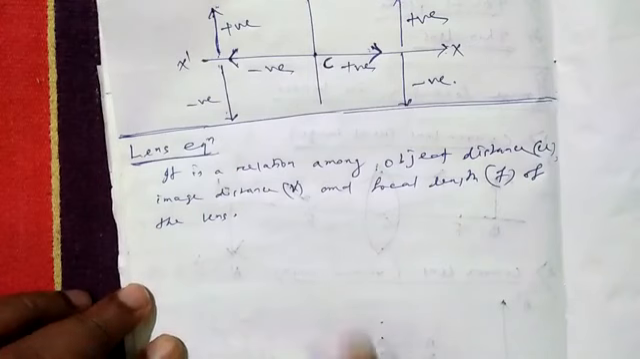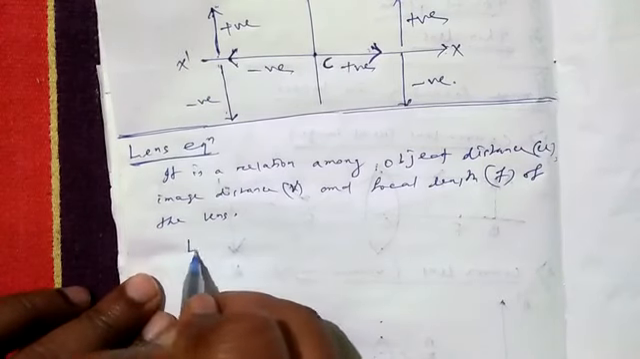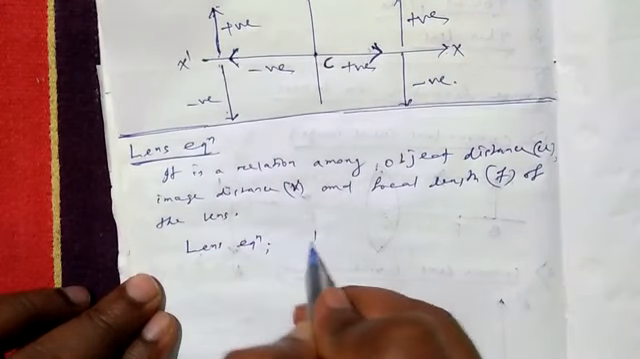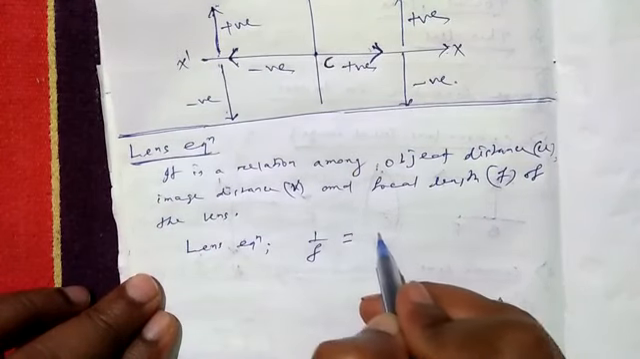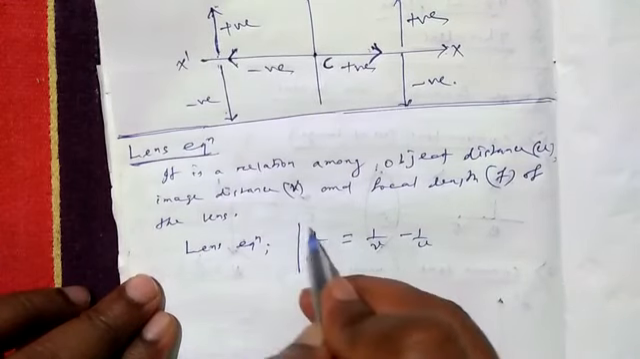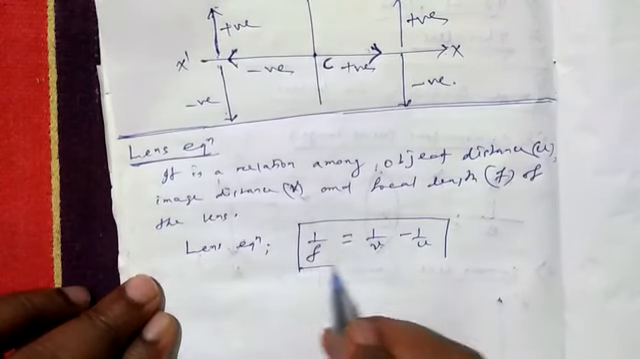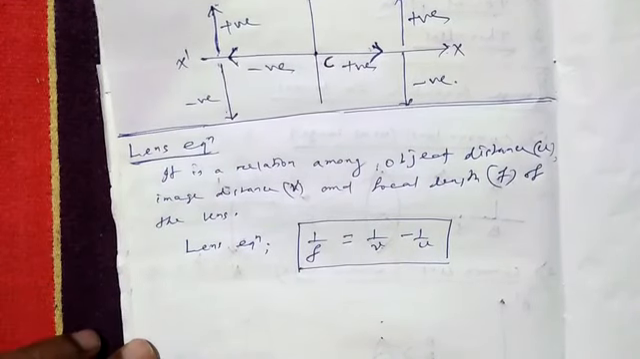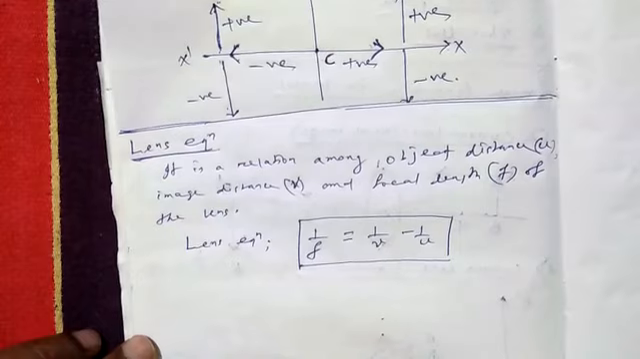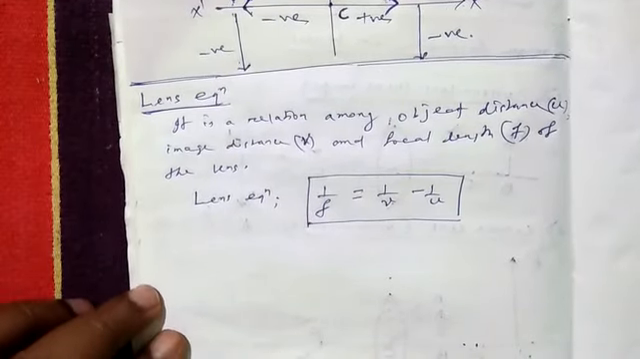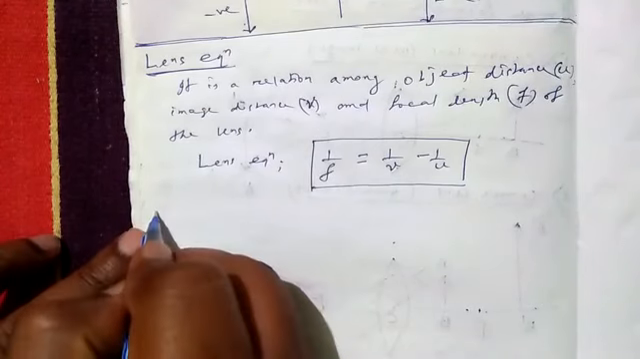And the lens equation is 1 by f is equal to 1 by v minus 1 by u. The lens equation is 1 by f is equal to 1 by v minus 1 by u. So first we'll derive lens equation for convex lens producing a real image.